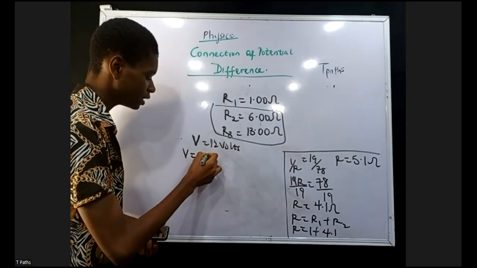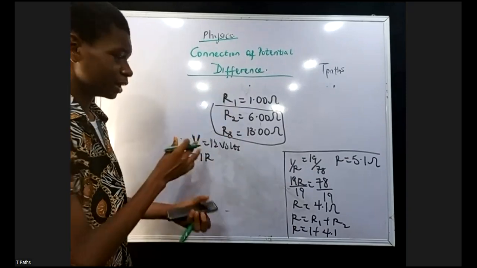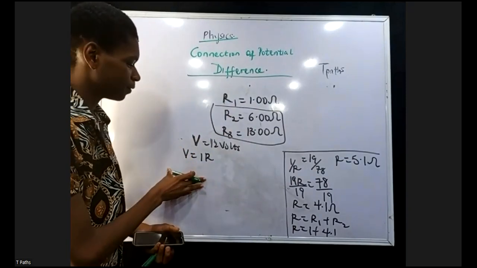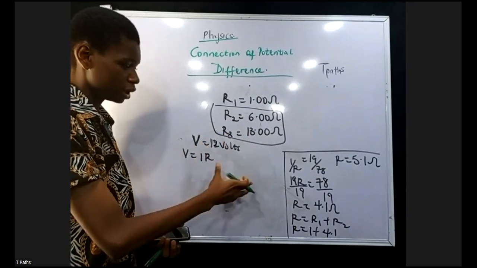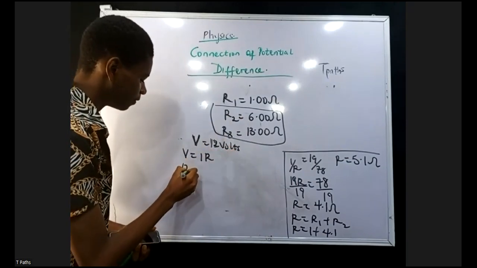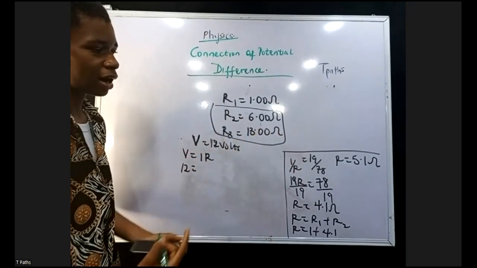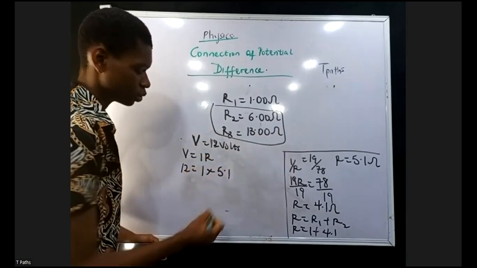So the first thing I want to find is the current passing through the circuit. Now, how do I find the current passing through the circuit? The potential difference of the circuit, or the battery source, is 12 volts. So my V is 12 volts. I calculated my R as 5.1, and I'm looking for I, the electric current, times 5.1.